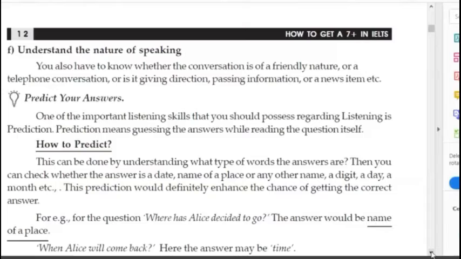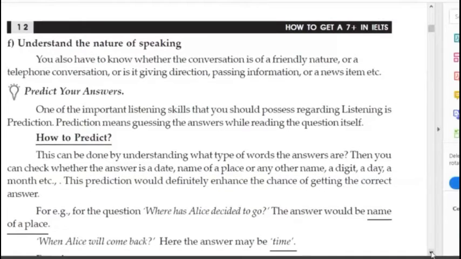Oh, this can be the name of a month. This can be a date. This can be a person's name. It can be a place name. Or this can be this subject. This can be that. So in that way, you can just try to predict the answers. And when you listen to the actual conversation, you can have a very good idea of getting the right answer if you predict the answers.